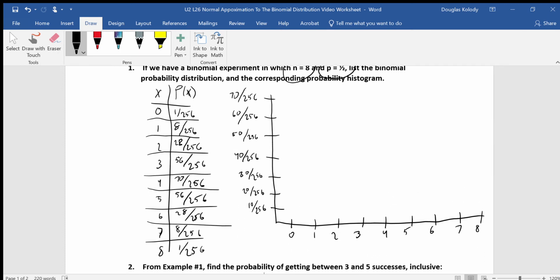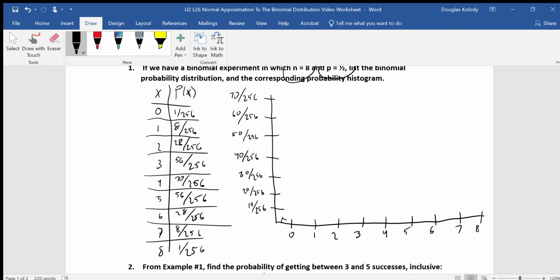So for brevity, I happen to have the histogram already drawn and labeled. What a great teacher I am, my goodness. So then I made my y-axis go all the way up to 70 out of 256, and I went by tens. So now I'm going to create my histogram.